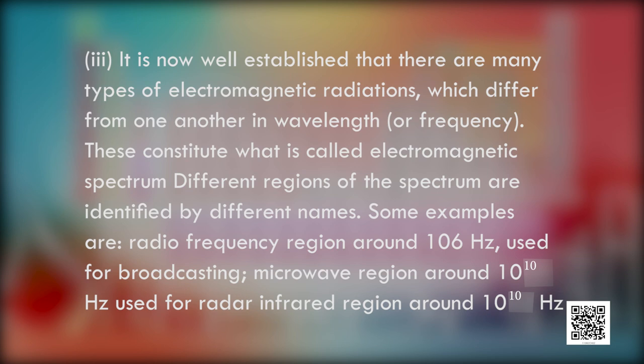The frequency is around 10 raised to the power 6 hertz, which is used for broadcasting. The microwaves, which are used in the microwave oven that we have at home, or in radars, the microwave region is around 10 raised to the power 10 hertz. The infrared region is around 10 raised to the power 13 hertz, which is used for heating.